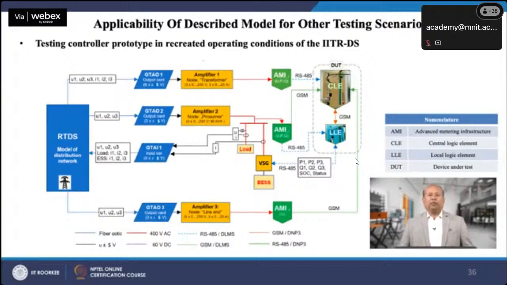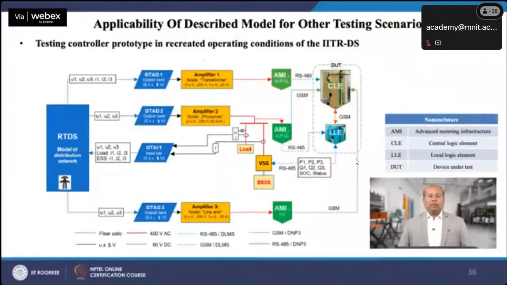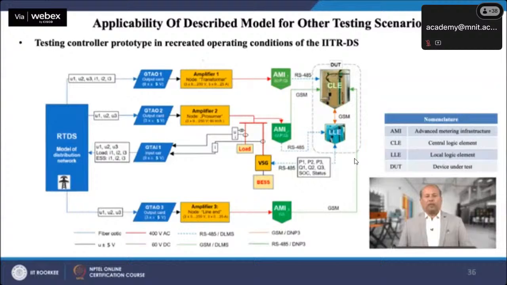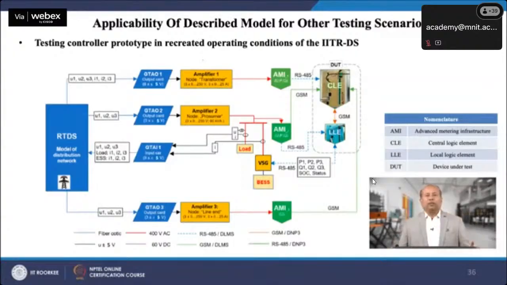As GTAO output is in the range of plus or minus 5 volts, an amplifier is required so that AMI1 can measure it and transfer the data to CLE through a communication channel. Further, the scaled down hardware prototype of VSG at node 1 is interfaced to amplifier 2 through GTAO2.